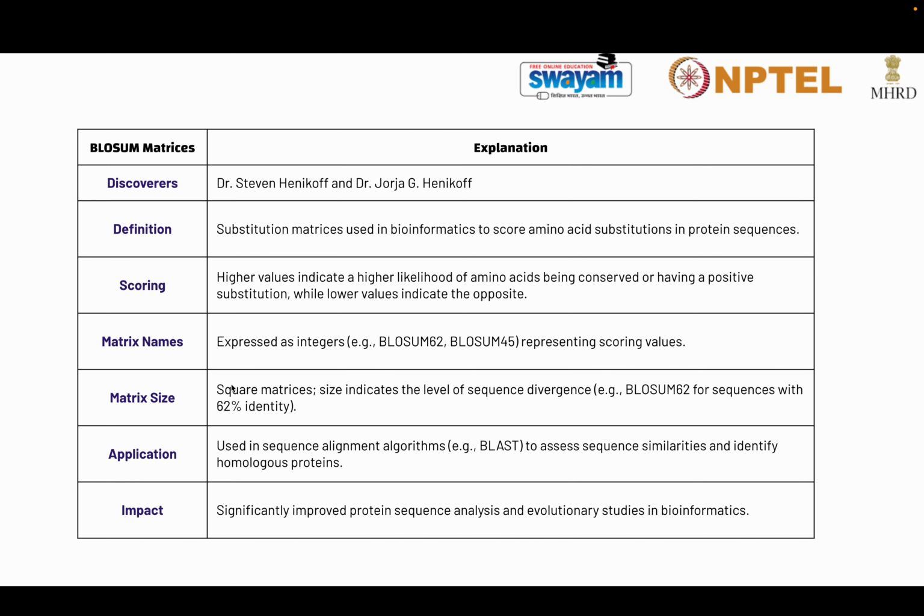And after using these matrices, scores will be given to the sequence alignment, and you'll be able to know that if the score is greater than this much percent identity, it means they share some regions in common, which means they are homologous proteins. So there is a criteria through which we decide whether two proteins are homologous or not. Then what is the impact of this BLOSUM matrix? It has significantly improved the protein sequence analysis and evolutionary studies in bioinformatics.